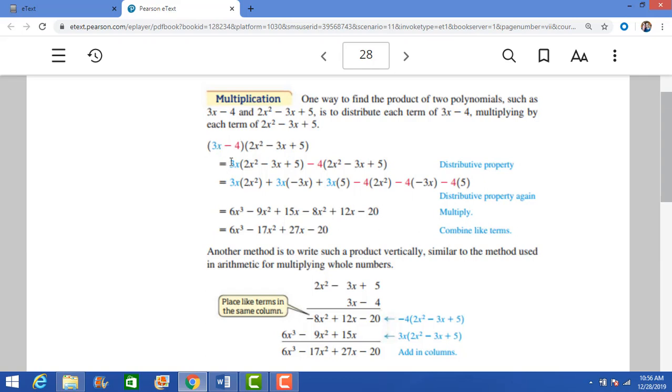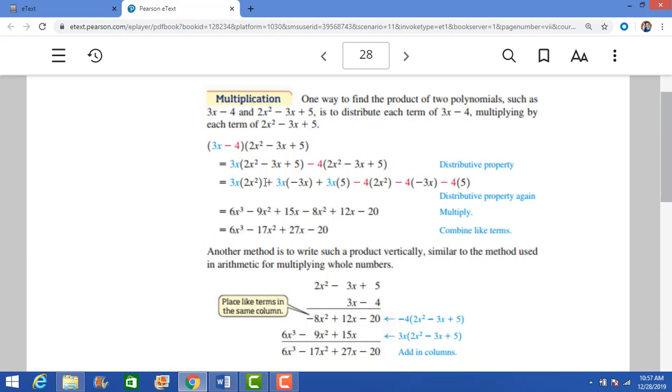First we're going to distribute the 3x. We're going to take 3x times this whole thing, and then we're going to take the minus 4 and distribute. So we get 3x times the polynomial minus 4 times the polynomial using the distributive property. In other words, we're distributing this polynomial across this subtraction. Then we're going to do the distributive property again: we distribute 3x across this one, and then we distribute the negative 4 across this one, and we get this.